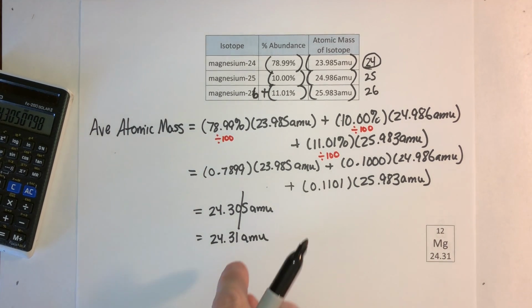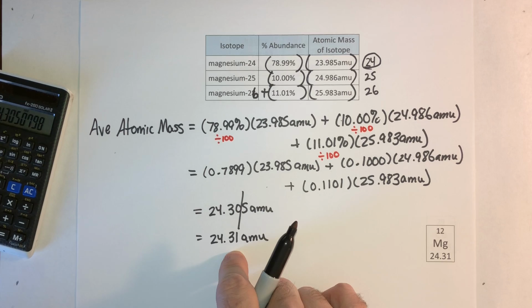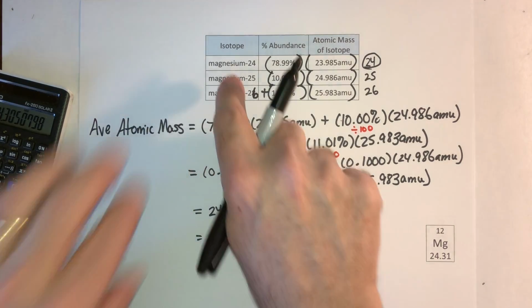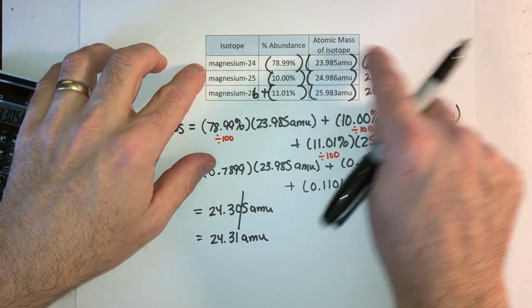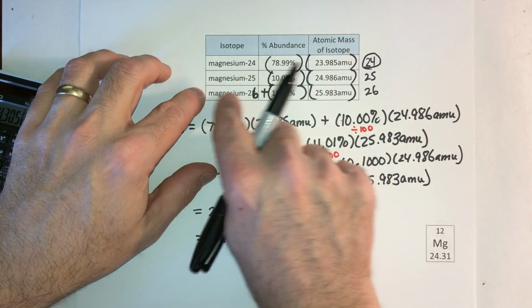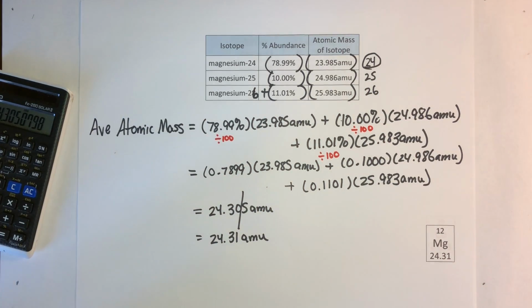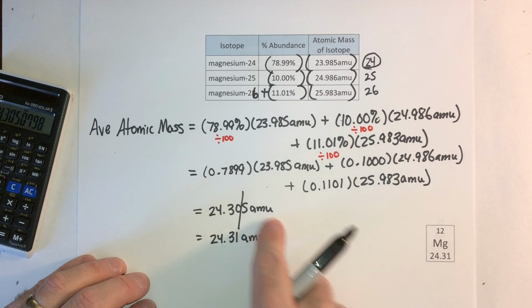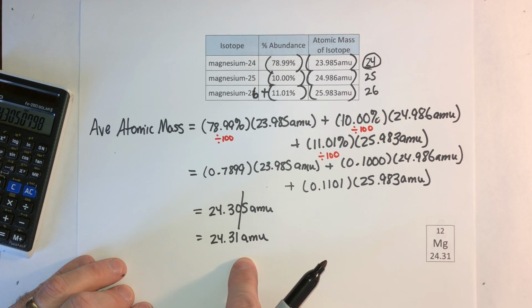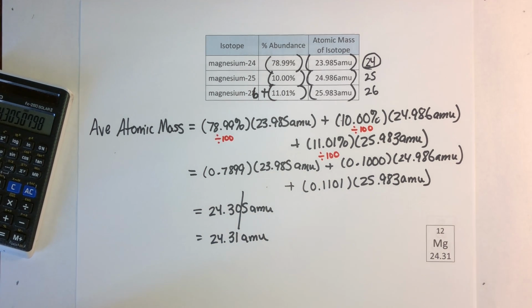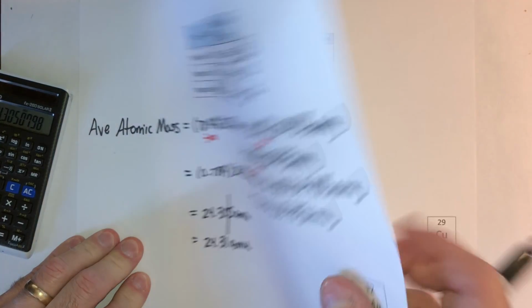Again, there's not a single magnesium atom that weighs 24.31, right? A bunch of them weigh roughly 24, a bunch of them weigh 25, and a bunch of them weigh 26. But if you throw them all in and give me an average, what does an average atom weigh? This is the average. So that's my average atomic mass. All right, let's try one more.